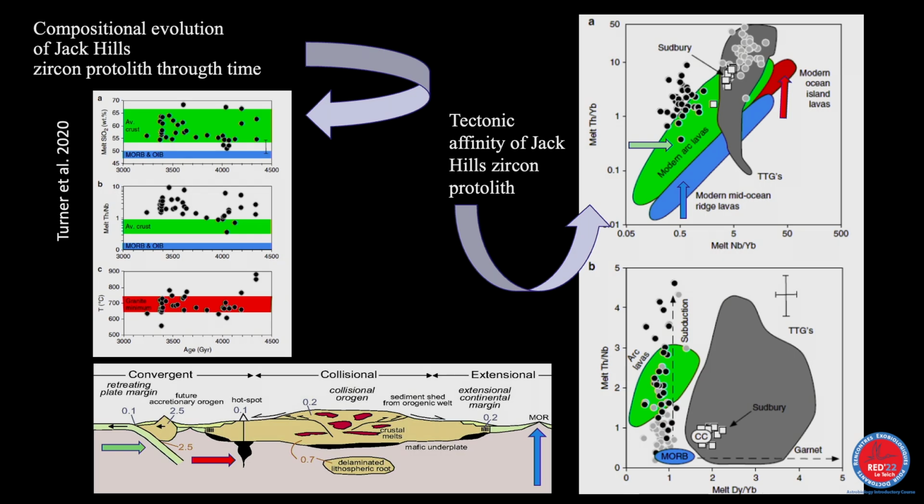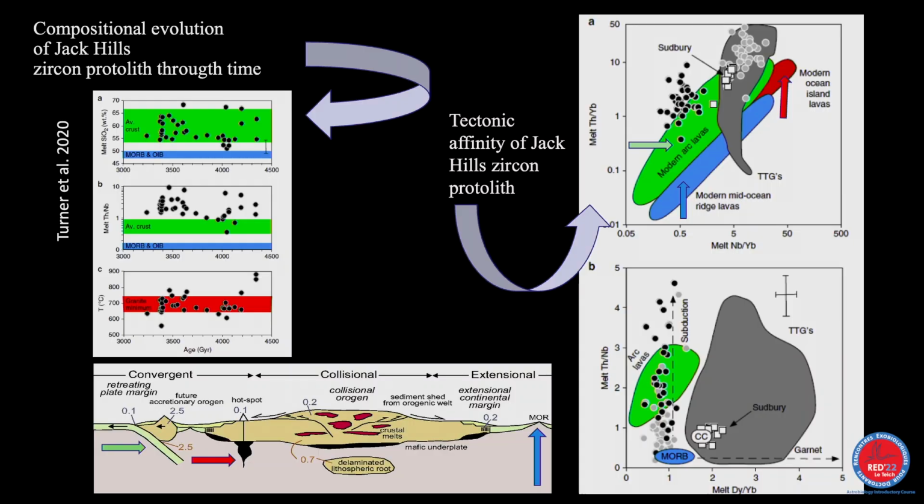Recently, another paper appeared, and the idea about plate tectonics was coming again. Namely, the paper by Turner et al. 2020. They measured the trace element composition of Jack Hills zircons, and afterwards they recalculated the trace element composition of the crystals into melt composition, also in ppm. If you look at the cartoons here on the right side, they used thorium, ytterbium, niobium, dysprosium, and many, many others.